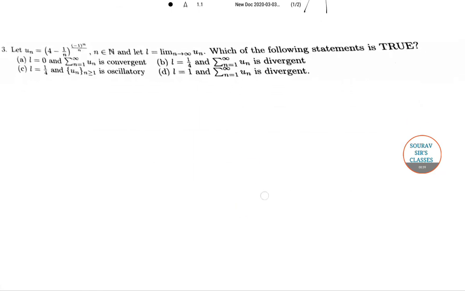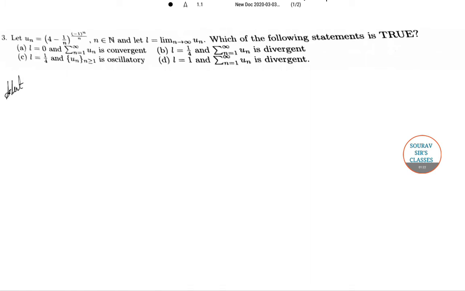This is our problem. This is a problem on the sequence and we are to solve it. Let un equals (4 minus 1 by n) to the power (minus 1) to the power n by n, where n belongs to the natural numbers, and let L equal limit n tends to infinity of un. Which of the following statements is true? As this is an MCQ problem, there are 4 options and we have to choose the correct option from these 4 options, and only one option is correct. And now we have to solve it.